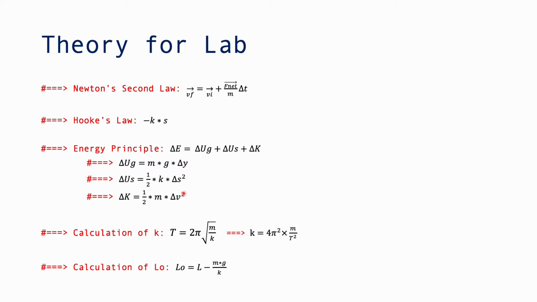And then for the calculation of the K constant, we're deriving from this formula, the time oscillation formula, and we derived it like this for the K constant. And then for the calculation of L0 that we're going to do later on in the lab, we are using this formula right here.